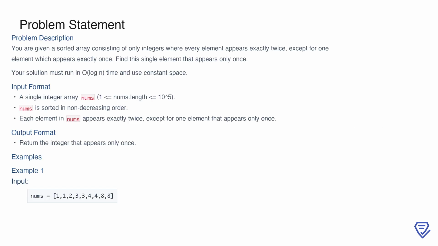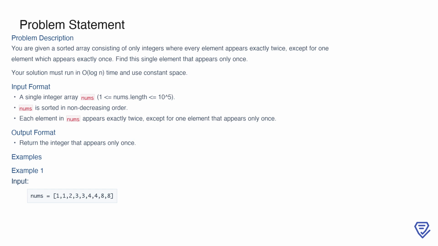In this problem, you're given a sorted array of integers, where every element appears exactly twice, except for one unique element that appears only once. Your task is to find this single element. Importantly, the solution must be efficient, running in O(log n) time complexity, and it must use constant space.